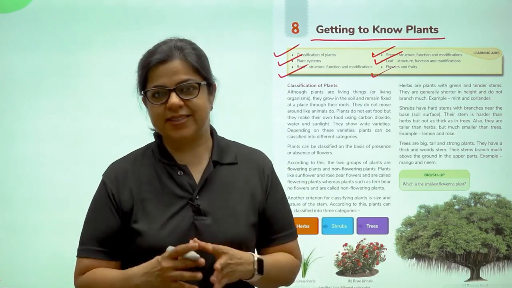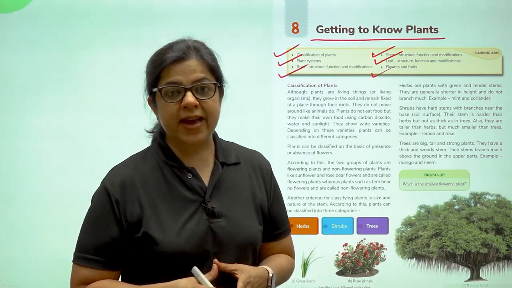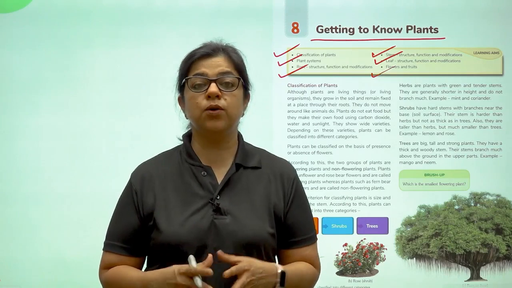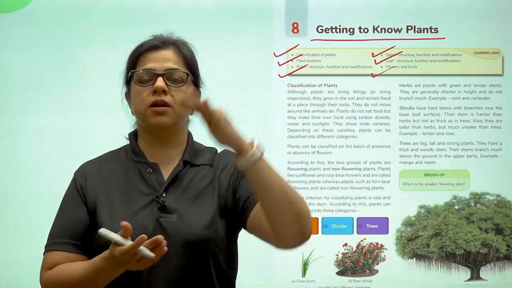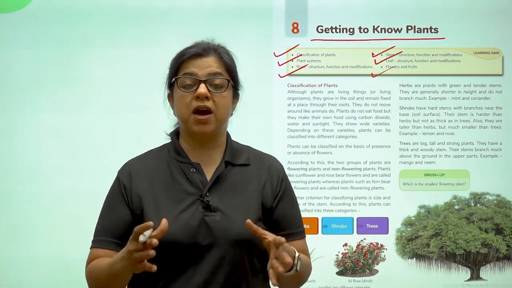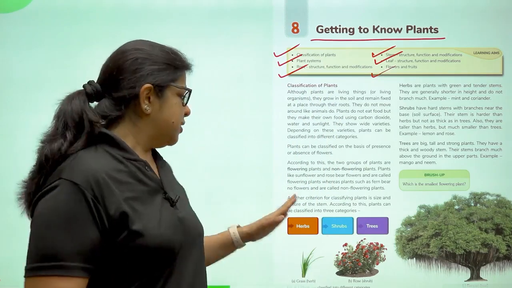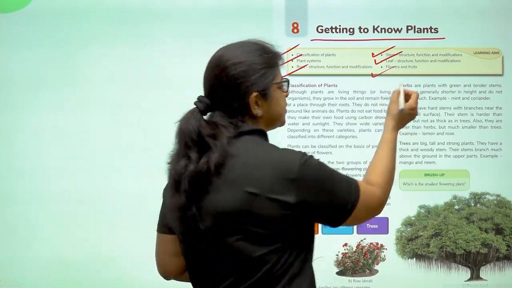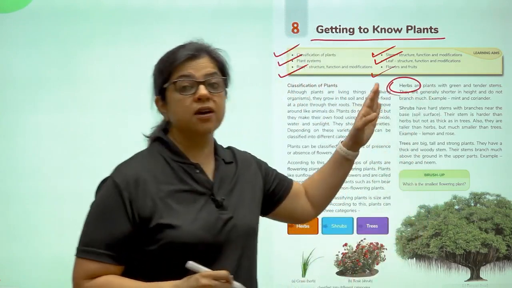So we have been learning about plants right from grade 1 and we know that plants vary in size, in variety. So when we talk about size, what do we exactly talk about? We talk about tall plants, short plants, plants with strong stems, plants with weak stems. So let us begin to understand this by reading about herbs.